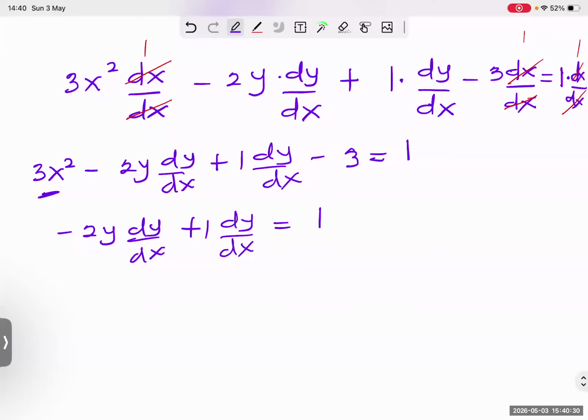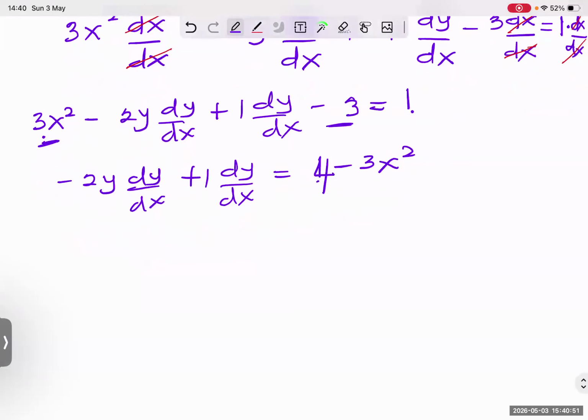So this is equal to, I have 1 there already. If I send this to this side, it becomes minus 3x squared. And I also have to send the minus 3. If minus 3 comes here, it becomes positive 3. 3 and 1 will give me 4. So I can clean this and get 4 minus 3x squared.